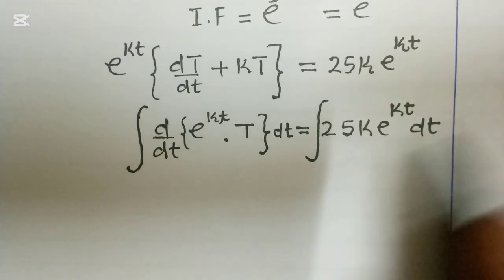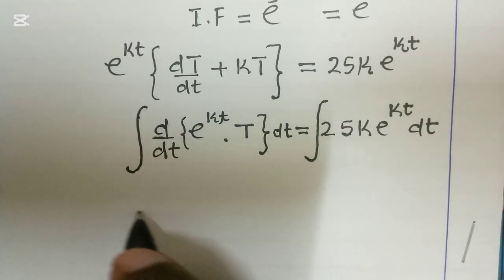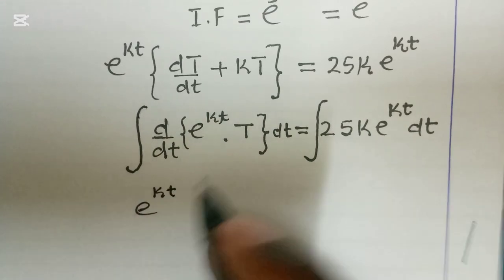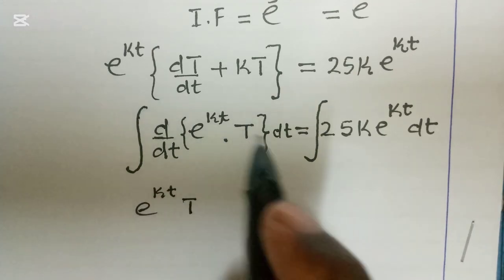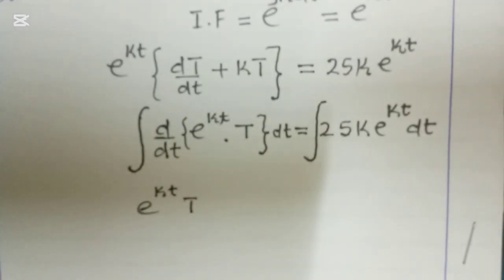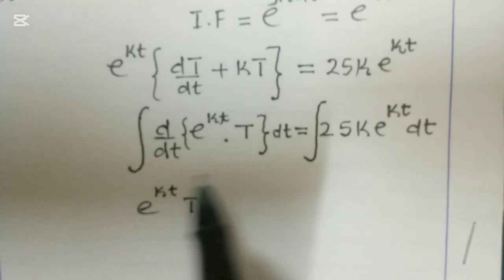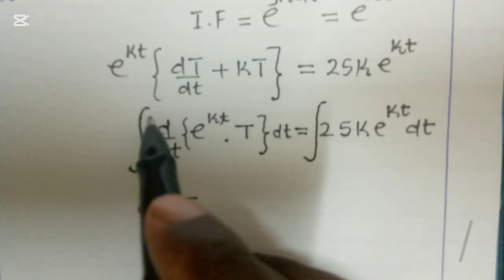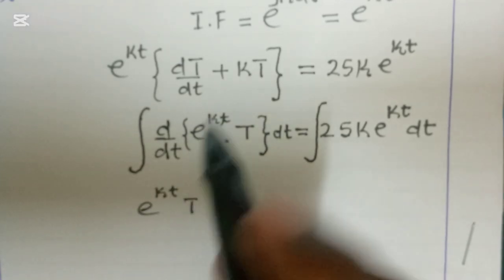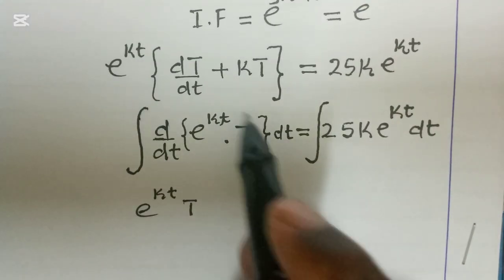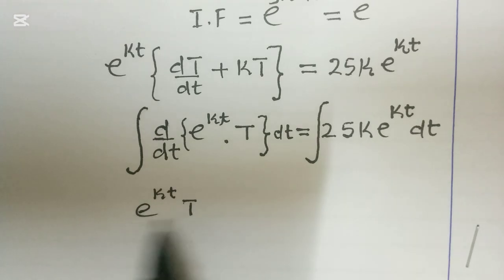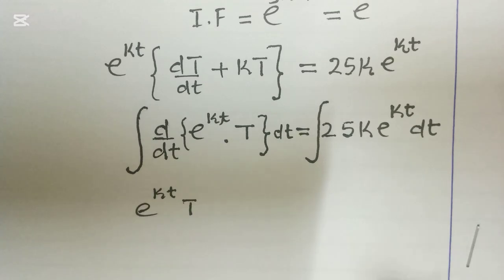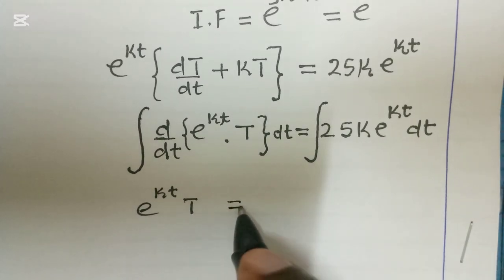So when we do like that, this side is going to be e raised to kt times T. This is what is now going to be for this side. Because remember that for us to be able to come here is because here there is a differentiation, and you know, integral is the reverse of differentiation. So it's like we are now reversing this differentiation to come back to our original value, which is e raised to kt multiplied by T. This one now is going to be equal to, we integrate this side.